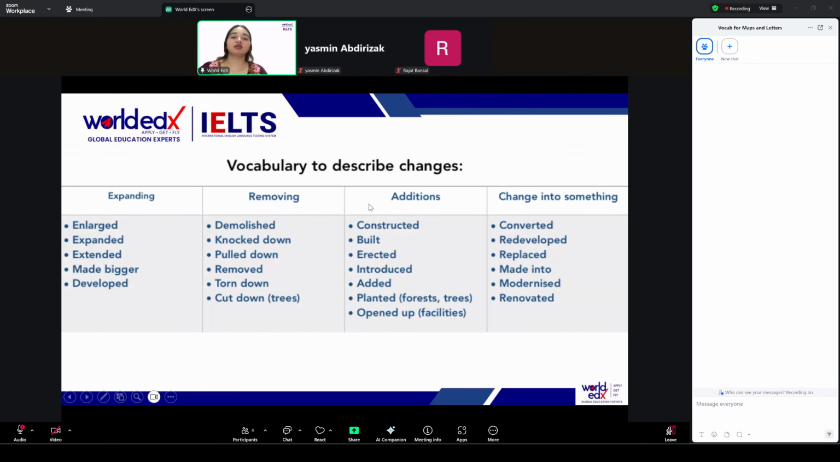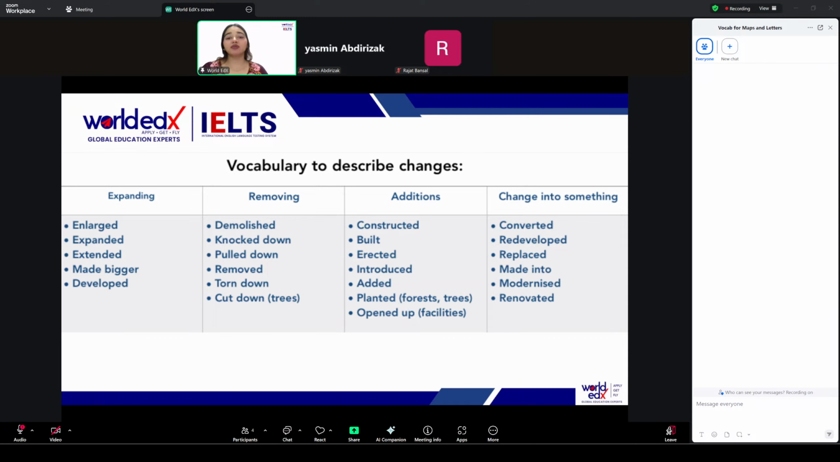Now, when we talk about changes, if there is an expansion of something, we say enlarged, expanded, extended, made bigger, developed. When we are trying to remove something, we say demolished, knocked down. Don't use knocked down, it's informal language. Pulled down, removed, exterminated, obliterated. These are the words that you can use.